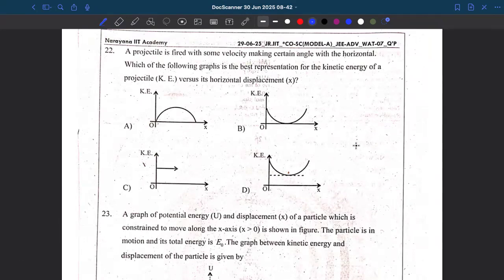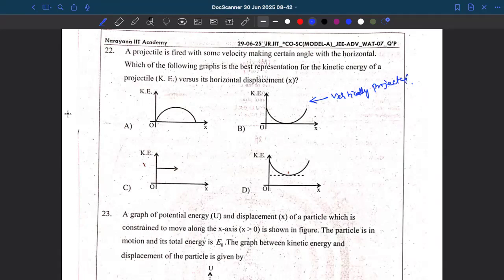A projectile is fired with some velocity making a certain angle with the horizontal. Which of the following is the best represented for the kinetic energy of a projectile KE versus its horizontal displacement? Please try to understand. Two things you may do wrong. First of all, kinetic energy decreases as it goes up. You are speaking about one thing. What is the horizontal displacement? So maybe you would have all gone with B. Wrong. This is correct for a vertically projected body.